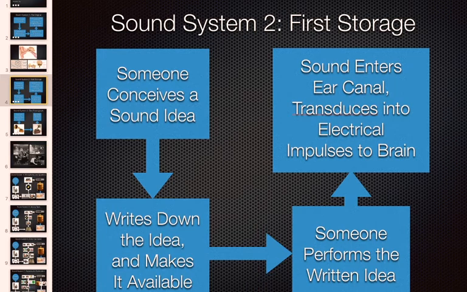Somebody then performs this play or piece or whatever it is. Somebody hears that performance, and then it all goes to the ears and all that stuff we were talking about. The ear goes to the cochlea, becomes electrical impulses that go to a brain again. So that is the original system of the first storage: just writing down the music and performing the music.